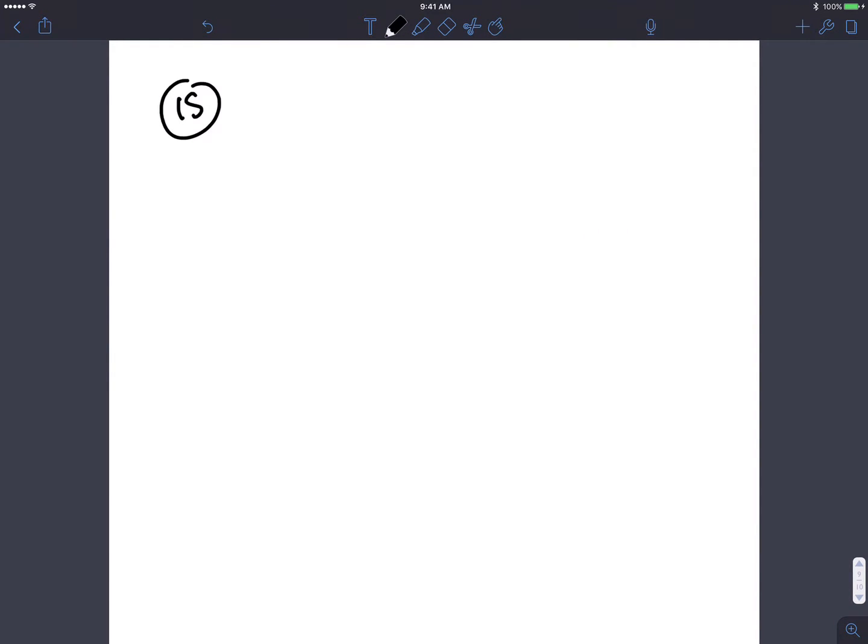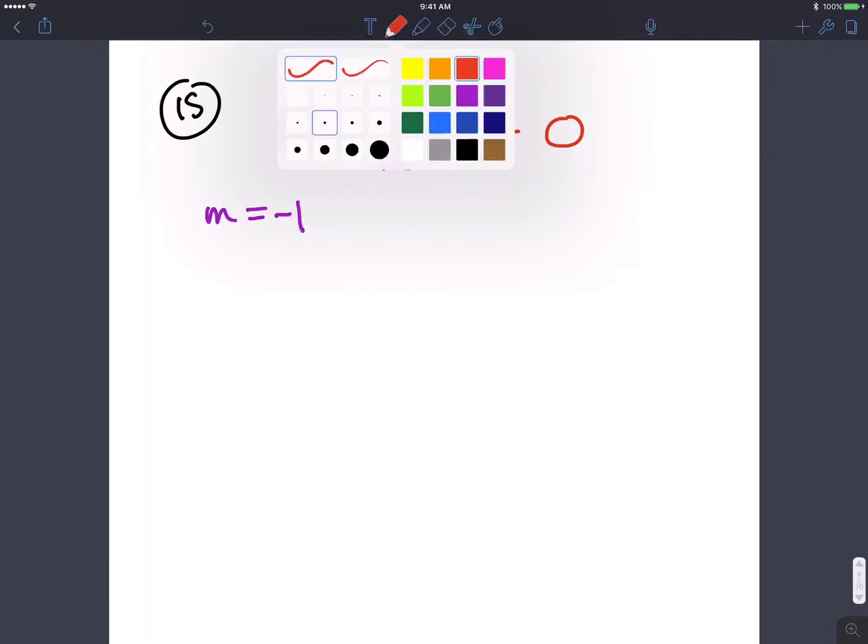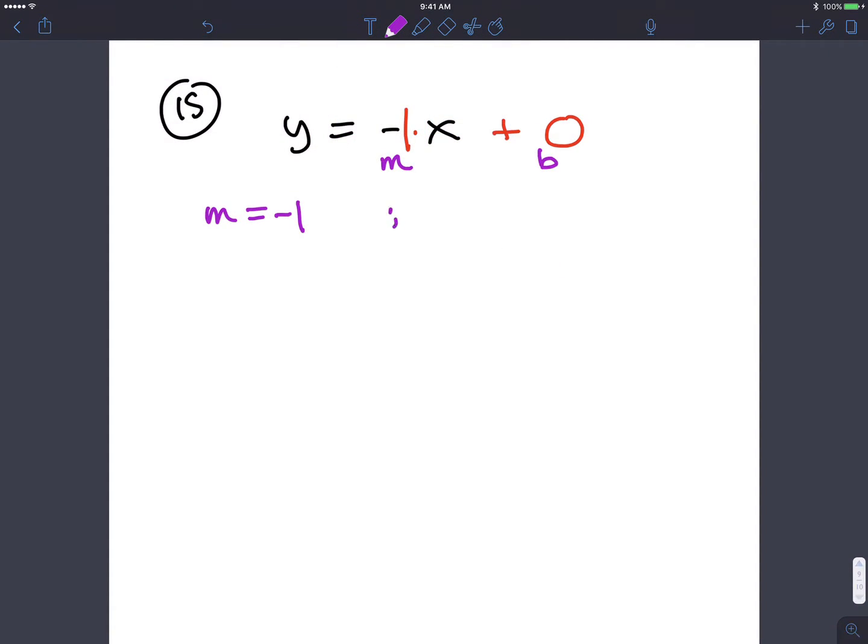Number 15. Y is negative x. And don't forget that negative sign is really negative 1 times x. So that means that our slope value, which is the number multiplied to x, is negative 1. And then we're going to say, what is the y-intercept? We can add that 0. So b here is 0. The y-intercept is at 0.